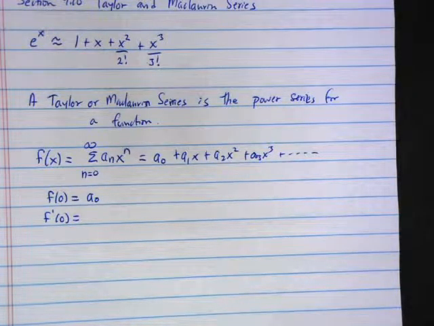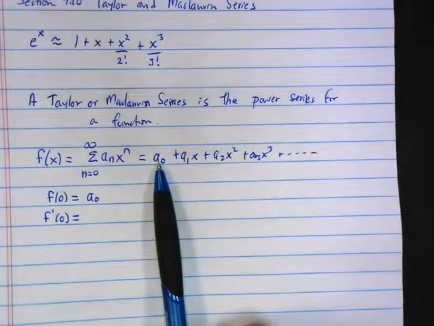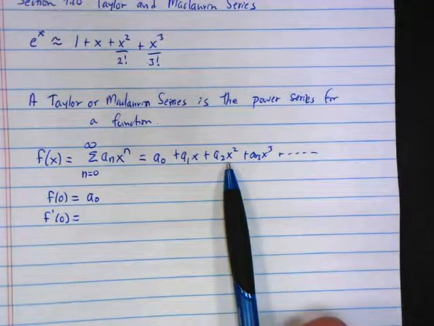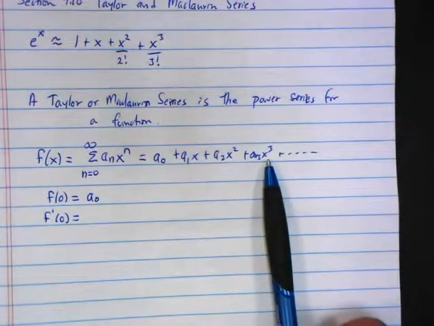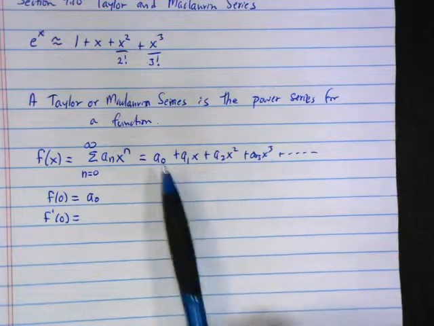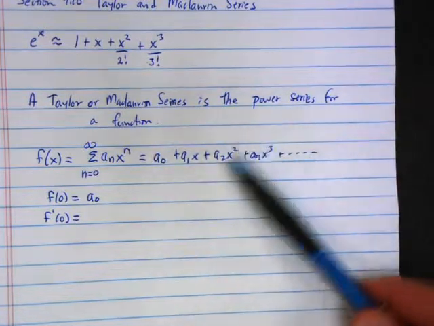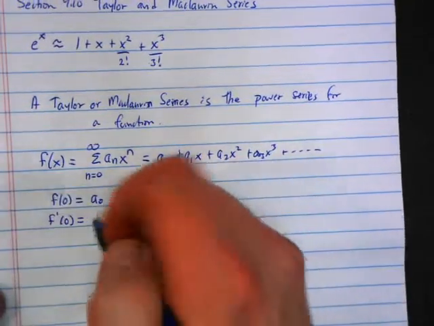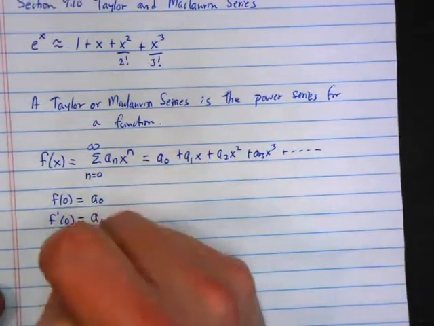How come? Well, what happens when you take the derivative? What's the derivative of a0? 0. What's the derivative of a1x? a1. What's the derivative of this one? 2a2. The important thing is it's still going to have an x in it, and this one's going to have an x in it. So when I plug in 0, those are gone, because they're all going to be 0. The only thing that's going to survive is a1.